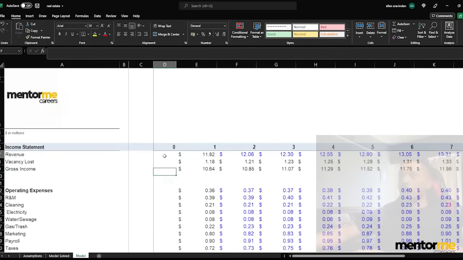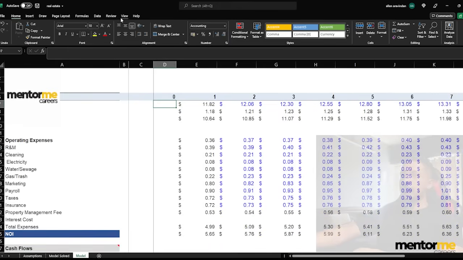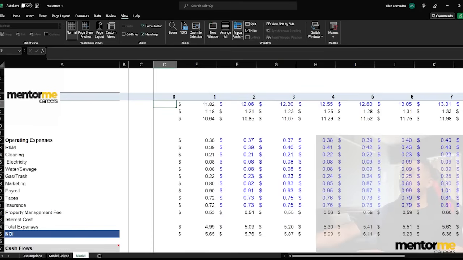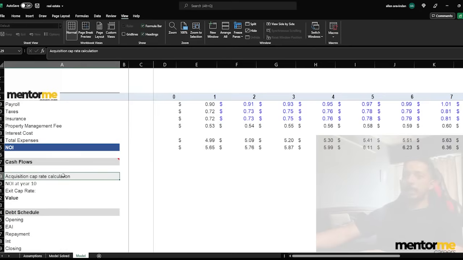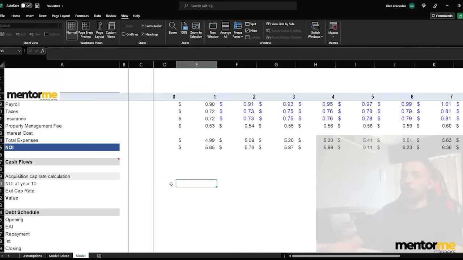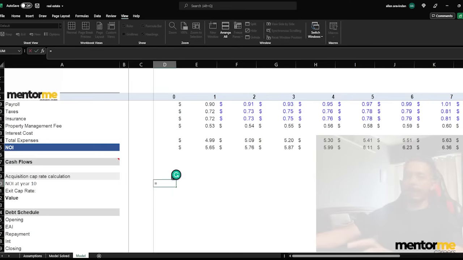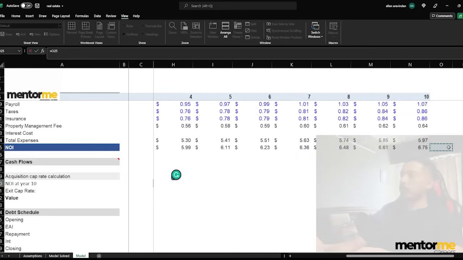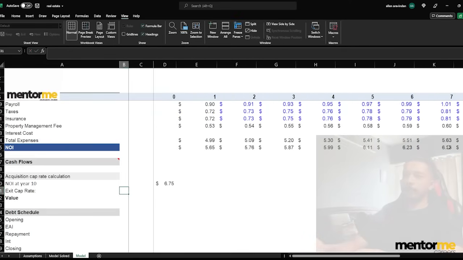Now, if you see out here, I'm just going to quickly freeze the pane here so that we don't have to keep on looking up to find the year we are referring to. So now let's come down and see that we are dealing with year 0 first, because that is where the acquisition is going to happen, right? So what we can do is, first of all, populate these values. So NOI at year 10 is how much? So we can just link it out here, 6.75.